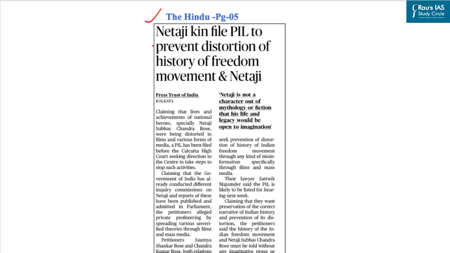This article is about a PIL that has been filed before the Calcutta High Court seeking direction to the centre to take steps to stop films and various media that use distorted facts about lives and achievements of national heroes, especially Netaji Subhas Chandra Bose.